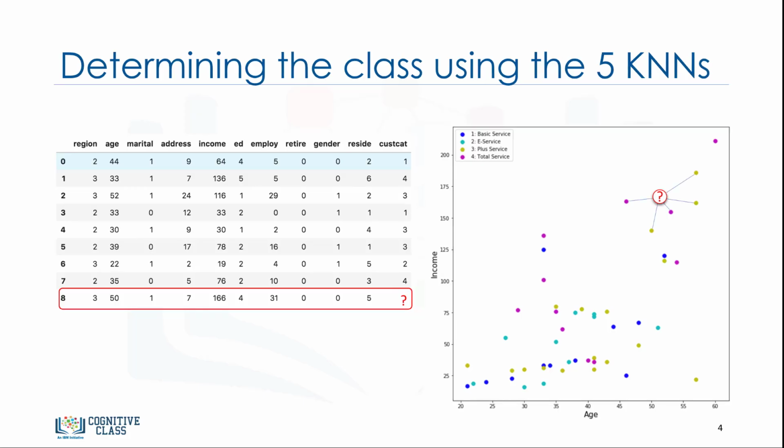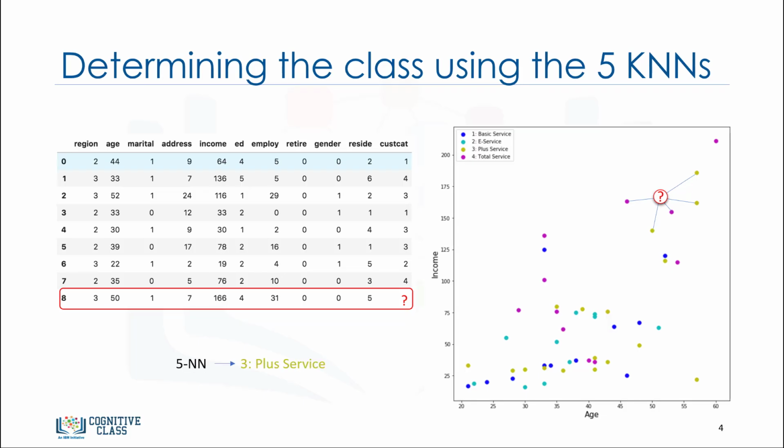Now, let's look at our scatter plot again. Rather than choose the first nearest neighbor, what if we chose the 5 nearest neighbors and did a majority vote among them to define the class of our new customer? In this case, we'd see that 3 out of 5 nearest neighbors tell us to go for class 3, which is plus service. Doesn't this make more sense? Yes, in fact, it does. In this case, the value of k in the k-nearest neighbors algorithm is 5. This example highlights the intuition behind the k-nearest neighbors algorithm.